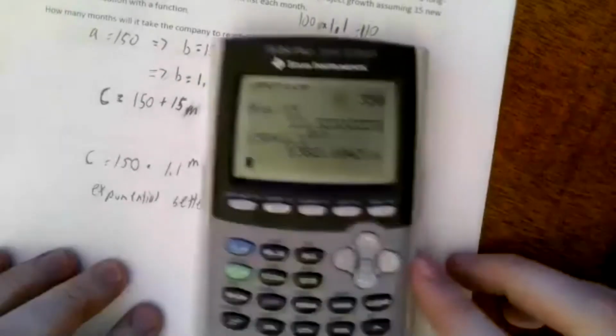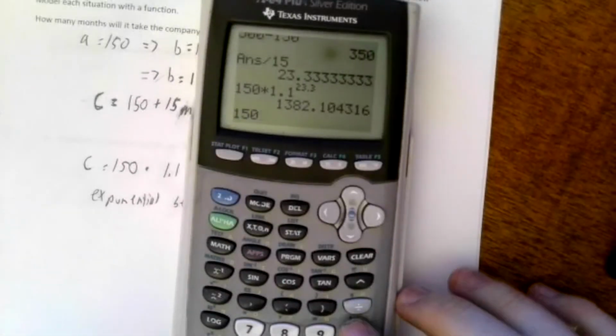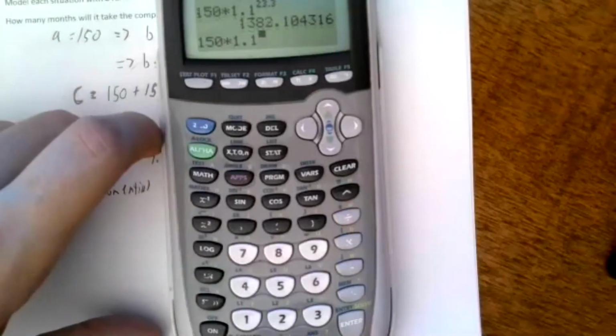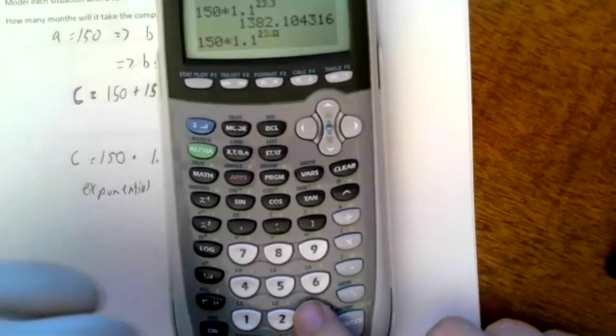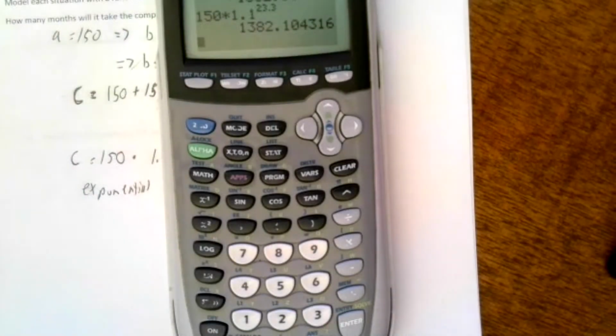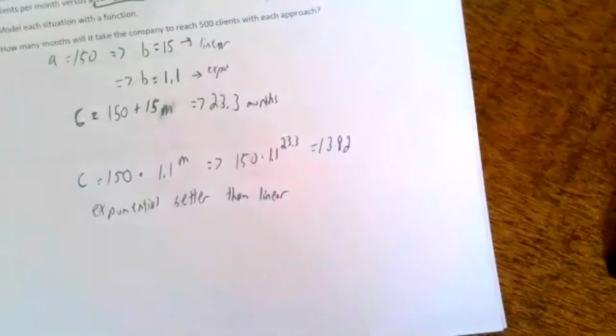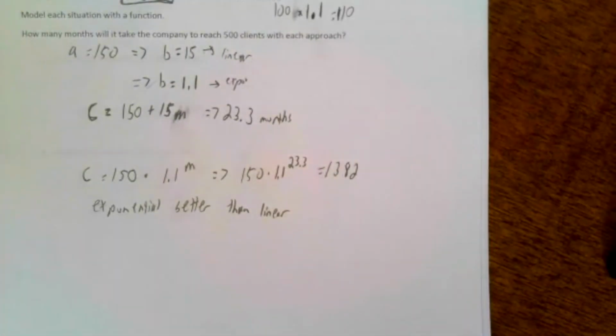So another way you can do this on your calculator, if I have 150 multiplied by 1.1, if anybody sees this little caret button over here, I just call it a caret button. It's right under my clear button, but you press that, and then you can raise it to the 23.3 power. That's another way to do it. All right. So does anyone have any questions on this problem? We will go on to the next one then.